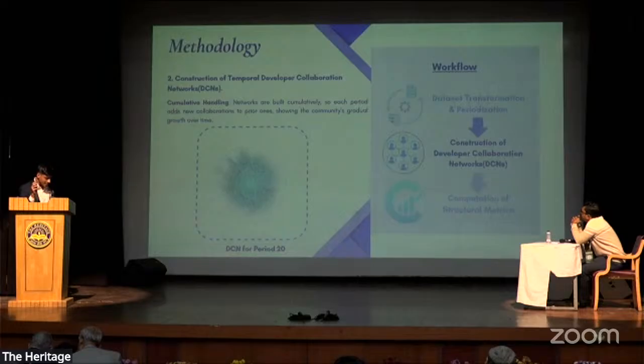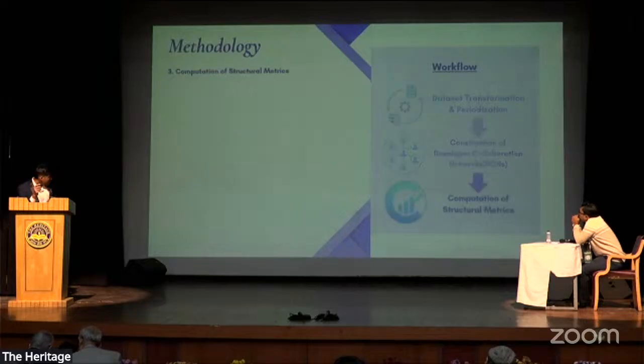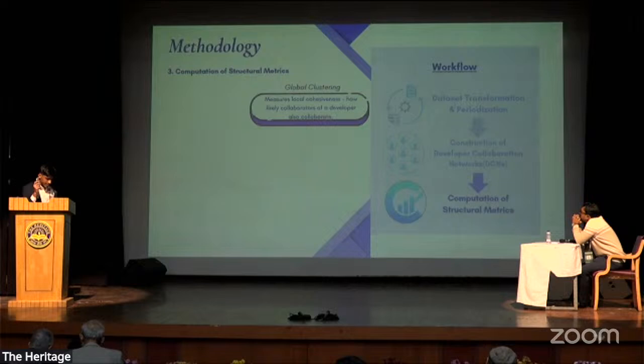Now we have constructed the DCNs. Let us have a look at the structural metrics that we will be working with. Here, I'll not be deep diving into the definitions of the terms, but rather what importance they hold in our project. First, we have global clustering, which measures the local cohesiveness. Next, the density, which measures the overall network cohesiveness.